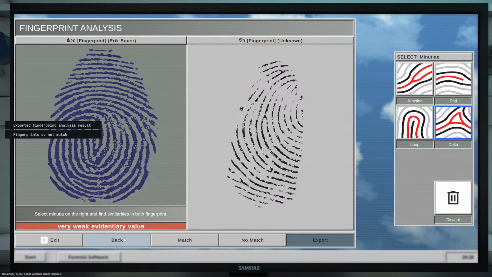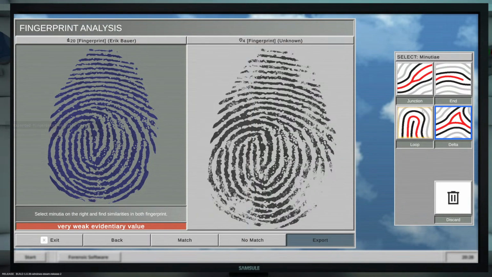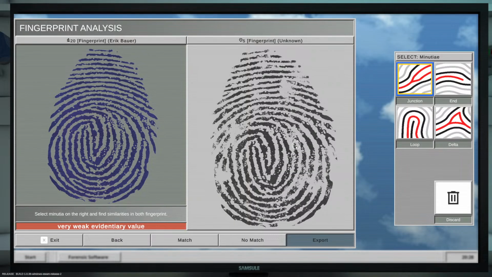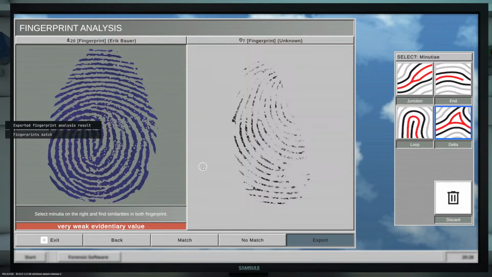That's not him. This is him. Get these quick junctions in here. Junctions are always like the quickest things to find, for my eyes, personally. Go back. Yep, got another match here. We'll do our junction match. We'll do our end match. Another end there. Match, export.